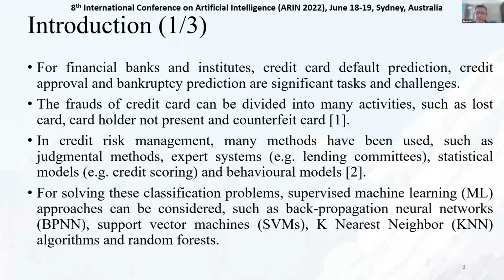For finance banks, credit card default prediction and credit approval are significant missions and challenges. In credit risk management, many methods have been used, such as expert systems and statistical methods. For studying these classification problems, supervised learning algorithms can be considered, such as BPNN, SGDM, KNN, and random forests.